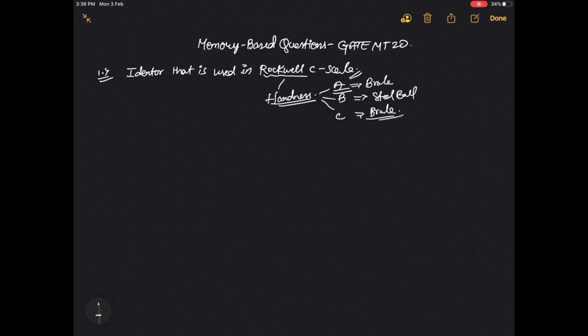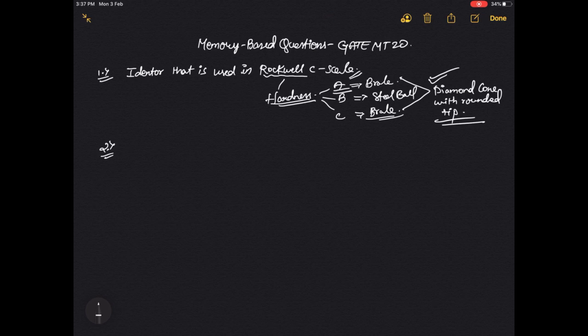So what's this Brale indenter? This Brale indenter is nothing but a diamond cone, with a slightly rounded tip at its bottom. So the answer is diamond cone. You will get to see different options like steel ball, diamond pyramid and all. The right answer is diamond cone.